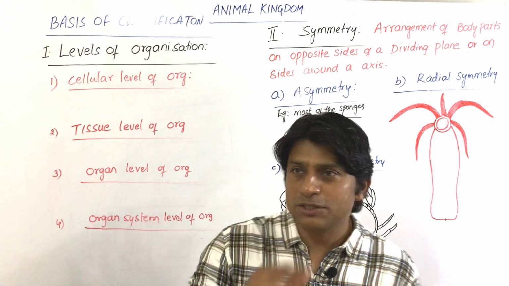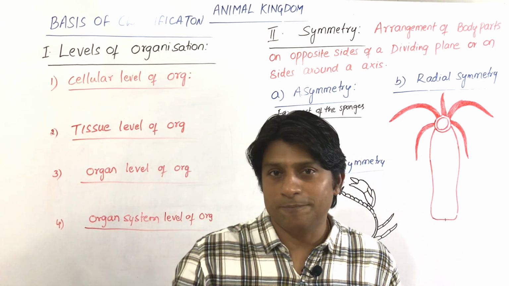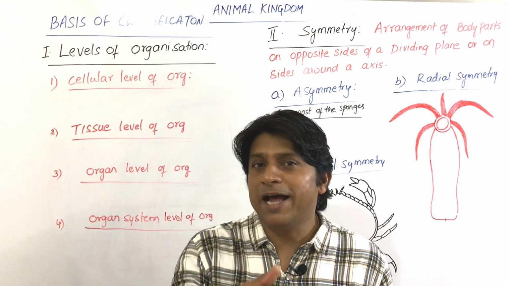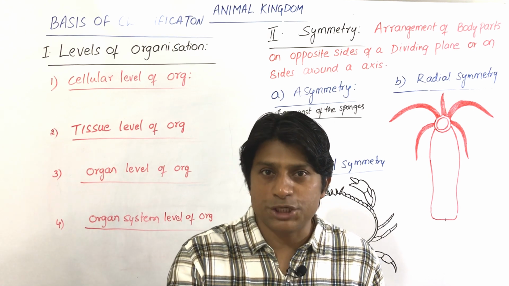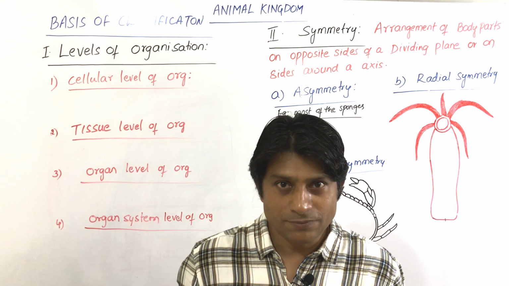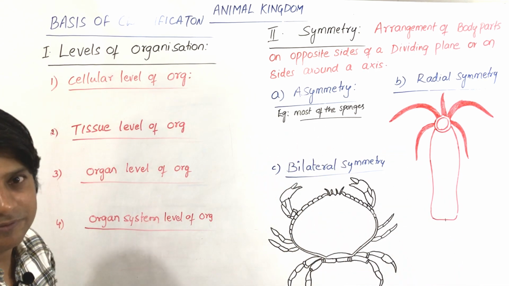So we go with the first, levels of organization. So in organizational hierarchy, every animal starts their life with a single cell. Cell becomes many cells called tissue. Tissue becomes an organ. Organ becomes organ system, and so organism. So the first level of organization is cellular level.